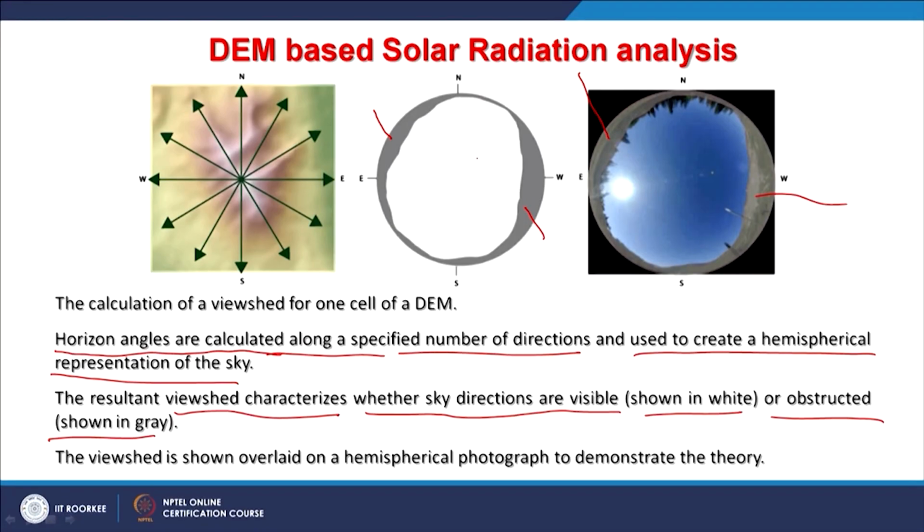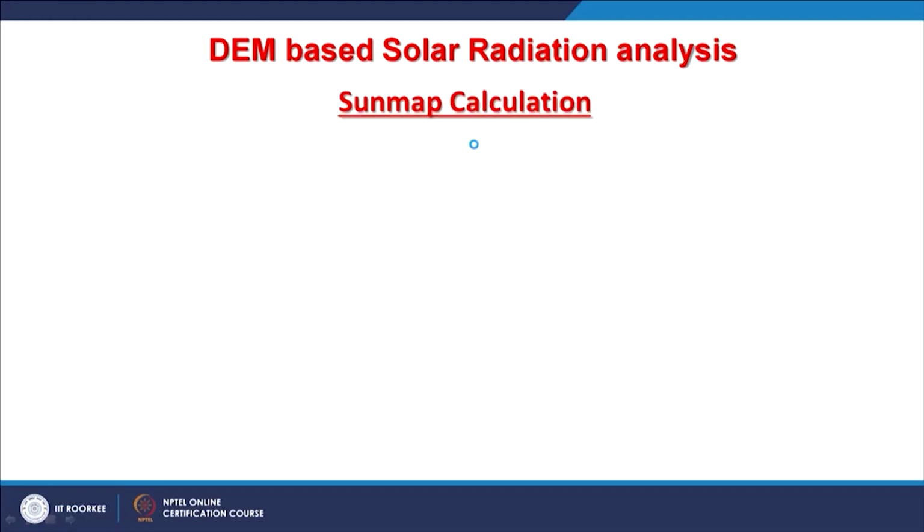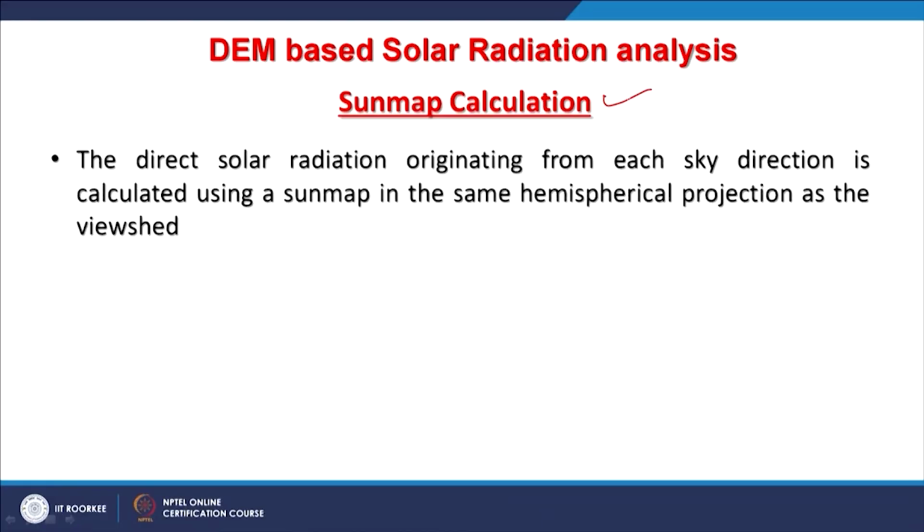and for solar, this upward hemisphere will provide this kind of output. Now, in further calculation, we have to also calculate one important thing, which is the sun map calculation. So, after getting this information about how much part is going to be obstructed because of features present or topography, the next step is the sun map calculation.